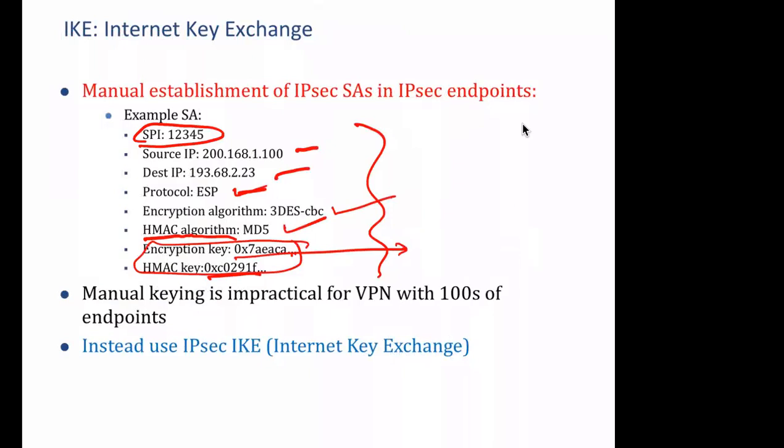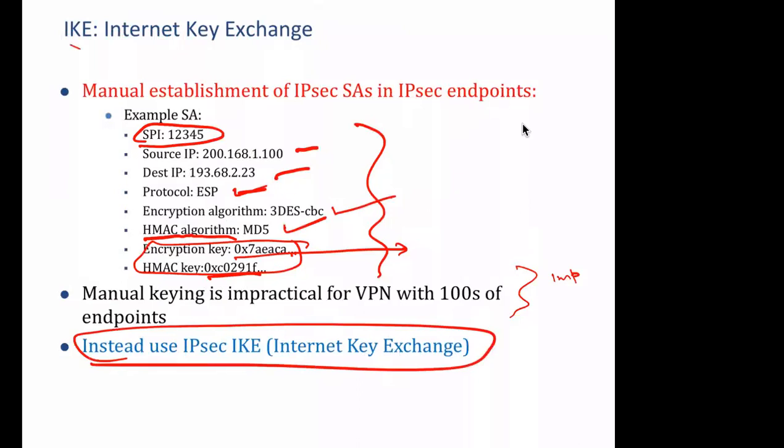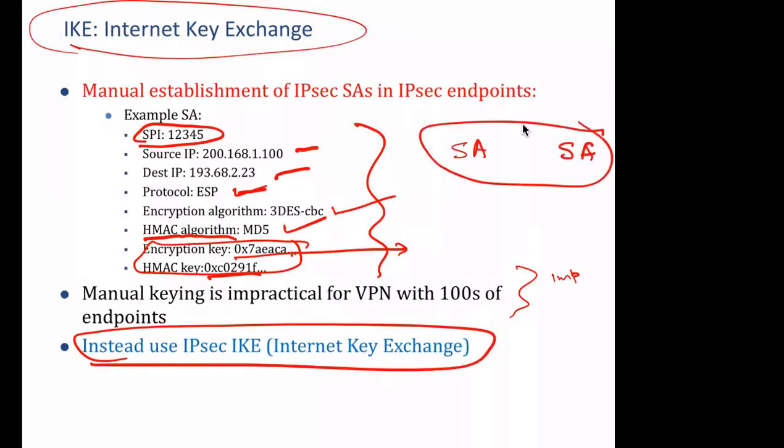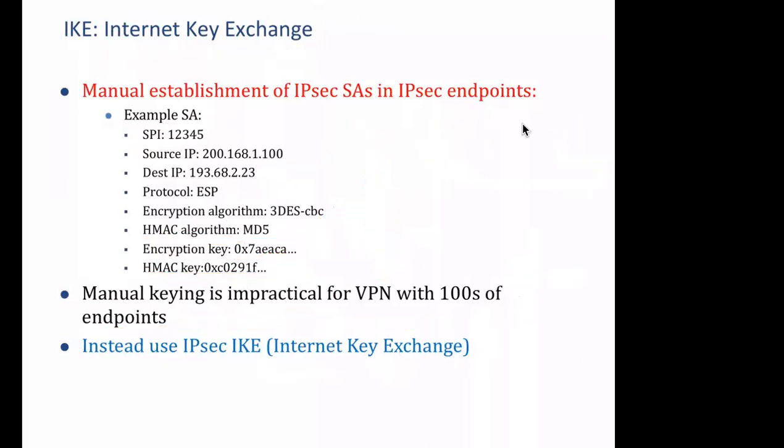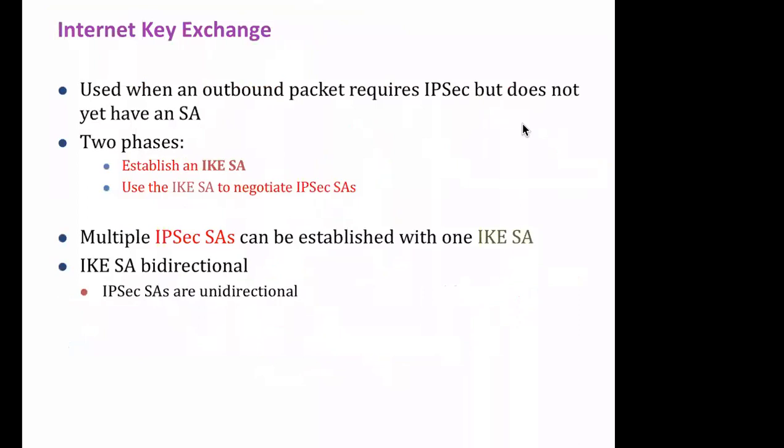Whatever Alice is doing has to be known to Bob. So doing this manually for so many VPNs is impossible, because there are millions of VPN sessions possible, or hundreds of VPNs. So instead of that, use this algorithm, which will automatically create a security association at both ends, which is nothing but a relationship between the two. Okay, so there are two phases.